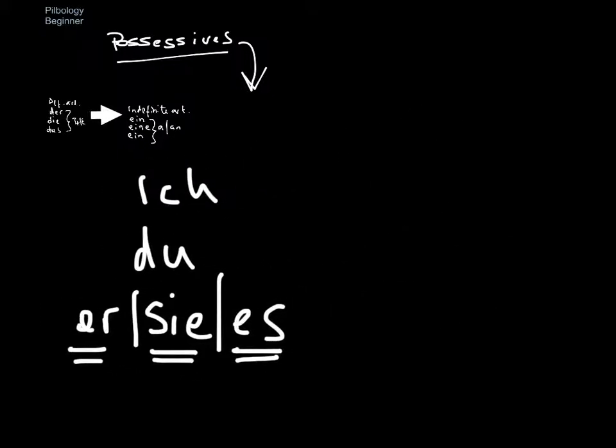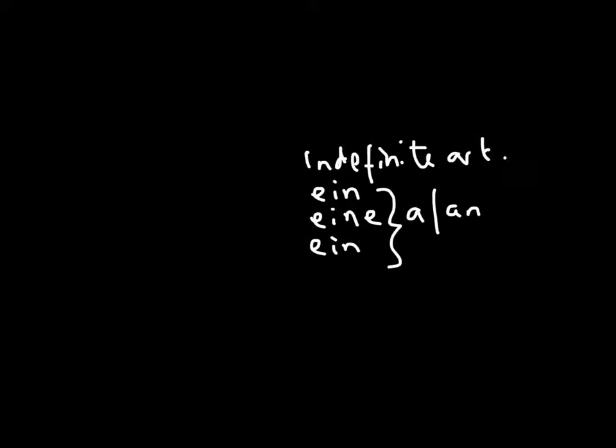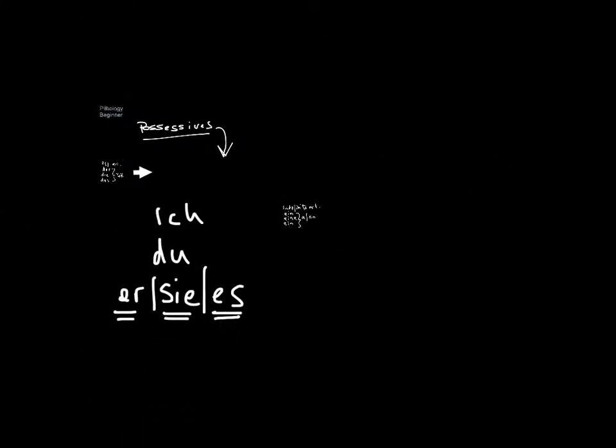Now, the way that we do the possessives is quite simple. If you were to bring back this one and zoom in on it. Now remember the endings for ein, eine, and ein. So the only change was when you had the e when it was feminine. For example, die Katze.